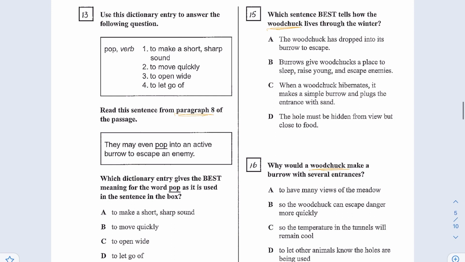Next for number 13, use this dictionary entry to answer the following question. So you have pop, which is a verb: to make a short, sharp sound, to move quickly, to open wide, or to let go of. Read the sentence from paragraph 8 of the passage. "They may even pop into an active burrow to escape an enemy." Which dictionary entry gives the best meaning for the word pop as it is used in the sentence in the box? So you have 4 definitions for pop, and you have paragraph 8.